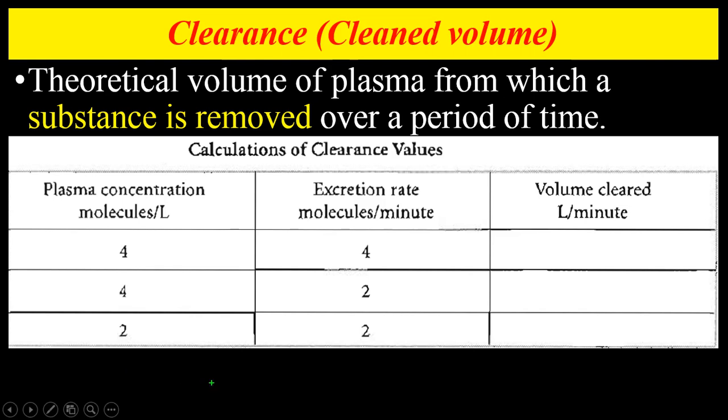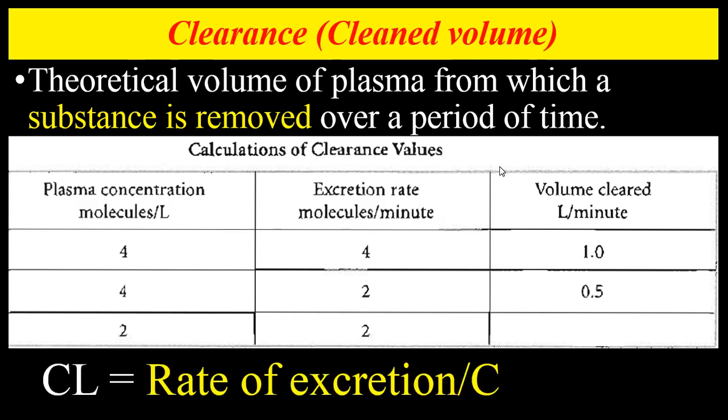So if the excretion rate is 6 molecules per minute and the plasma concentration is 3 molecules per liter, then in 1 minute we are clearing 2 liters of water. So mathematically, clearance is derived by this formula: the rate of excretion, we place it above and divide by the concentration, and the resulting volume per unit time is clearance, or clearance rate. Clearance is always a rate.